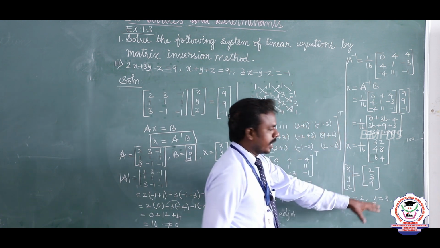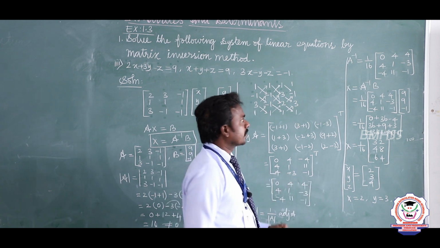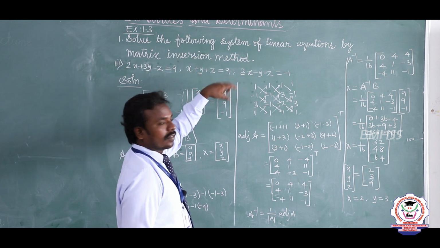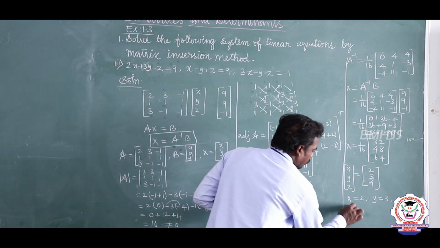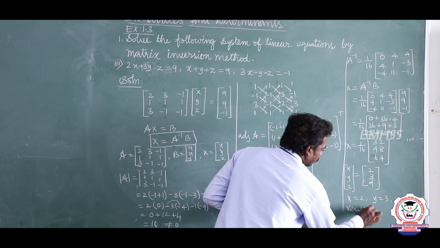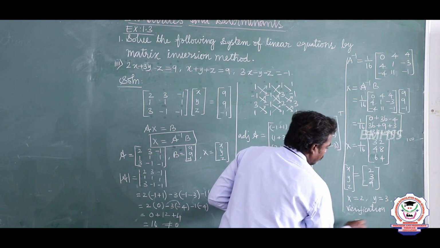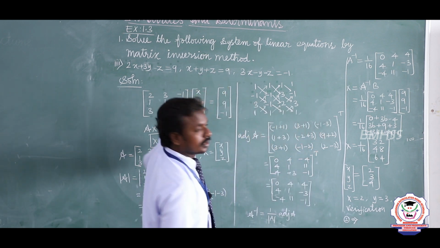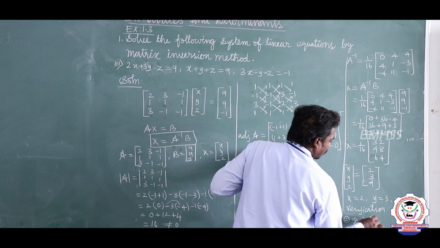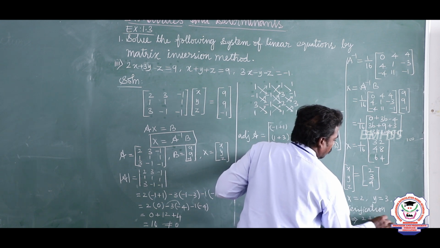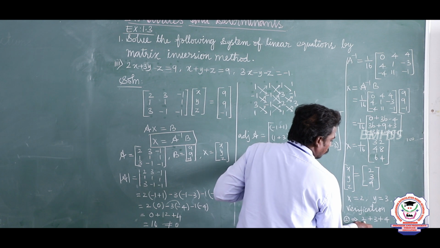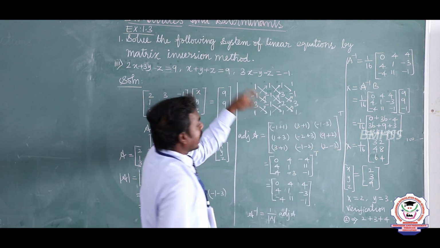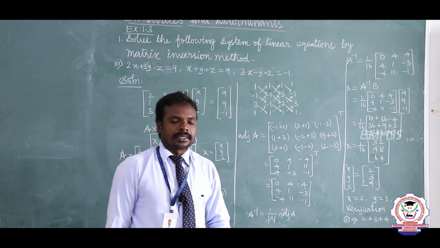Now, for your verification, just apply it in any one of these equations. I am going to consider the second equation. Verification from the second equation: the sum of X, Y, Z. So, 2 plus 3 plus 4 equals what should come? 2 plus 3 is 5, 5 plus 4 is 9. That is the right hand side. So, your answers for X, Y, Z are correct.